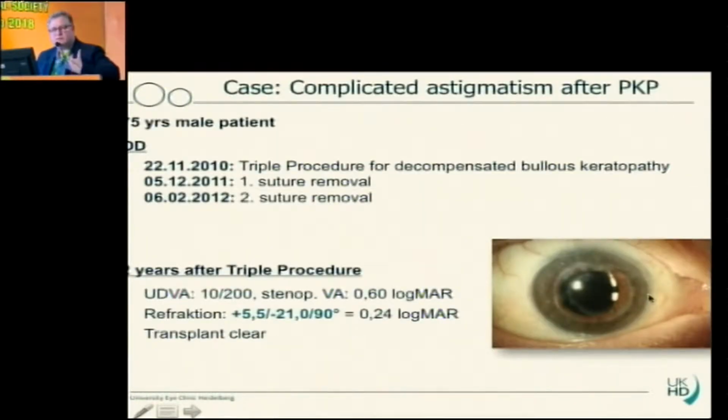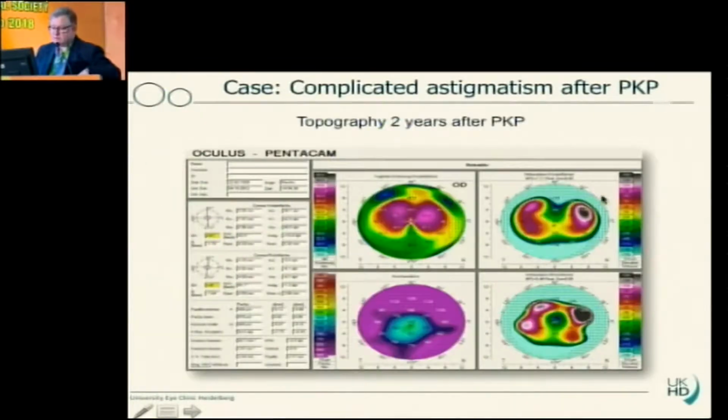Let's look at a very challenging case here, and I will show you several cases. Here, about 8 years ago, a patient received a triple procedure for bullous keratopathy. At that time, of course, IOL calculation is not so easy if you do simultaneously the keratoplasty plus the intraocular lens. A year later, he got the suture removal. 2 years later, he presented with this refraction. He had 21 diopters of astigmatism, which is something people can have. It's very high, of course, extreme, but you can see that. You see here the topography, very impressive 2 years after this PKP.